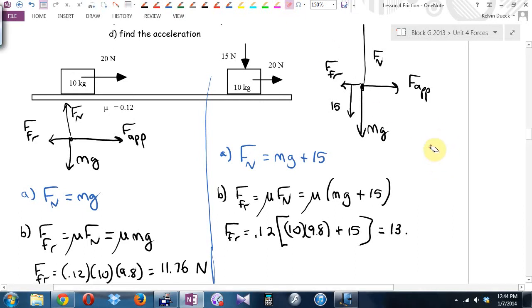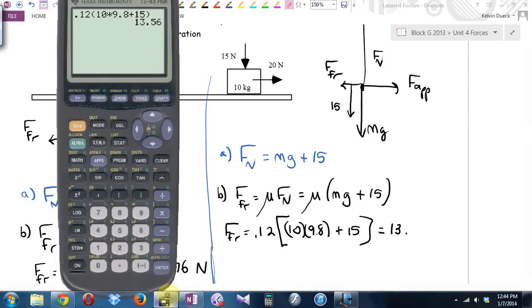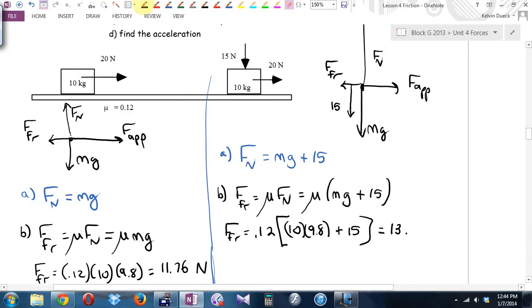You'll learn that in first year university physics if any of you take that much. Anyways, so I'd use brackets in handwriting, but times on my calculator, because this does not look like any physics symbol. Okay, 13.56. Units, it's a force. Newtons.